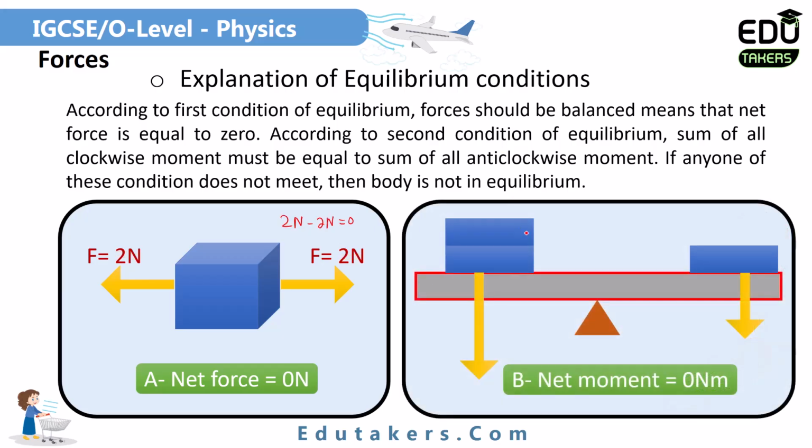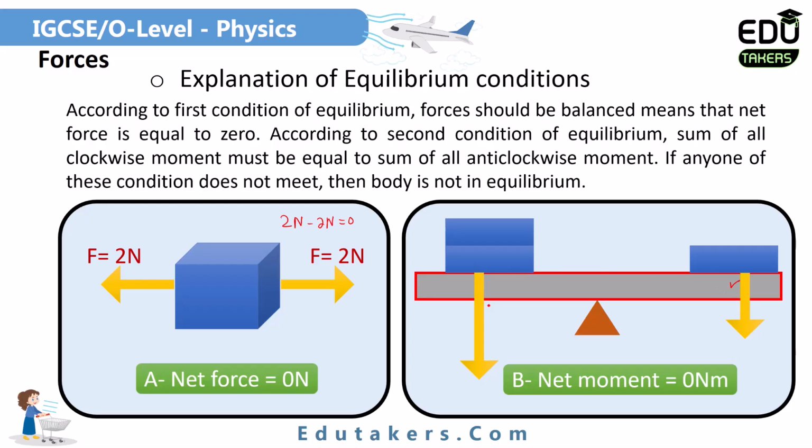In this figure you can see two objects are placed on the left side of the pivot while only one object is placed on the other side of the pivot point. So first of all, on the left hand side there is a large force acting, while on the right hand side a small force is acting.